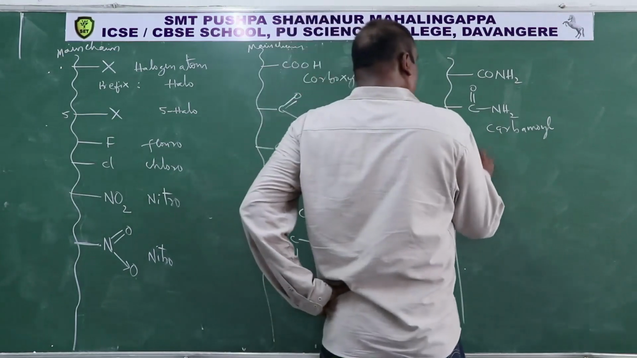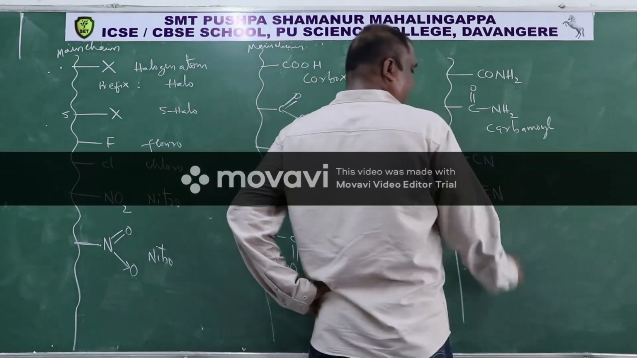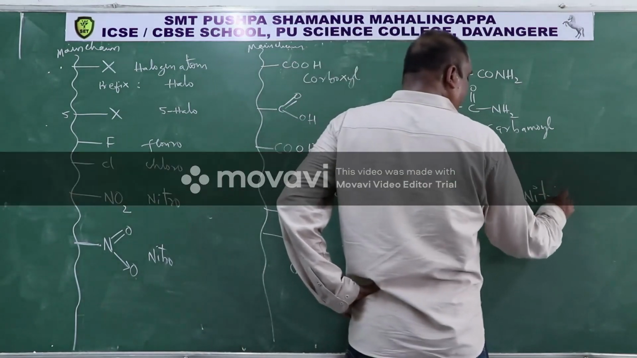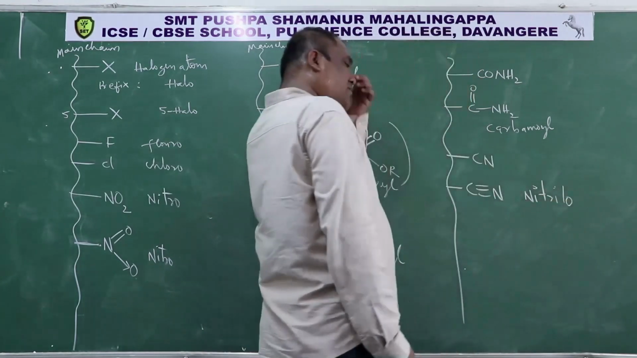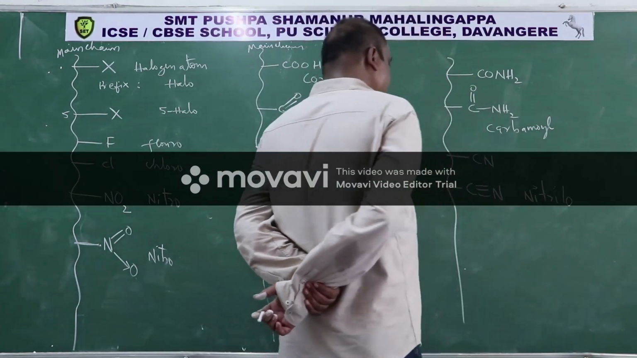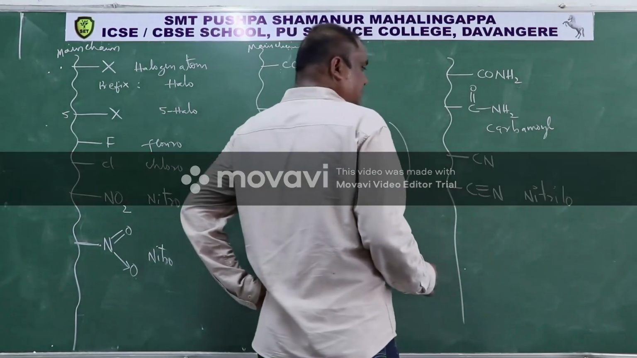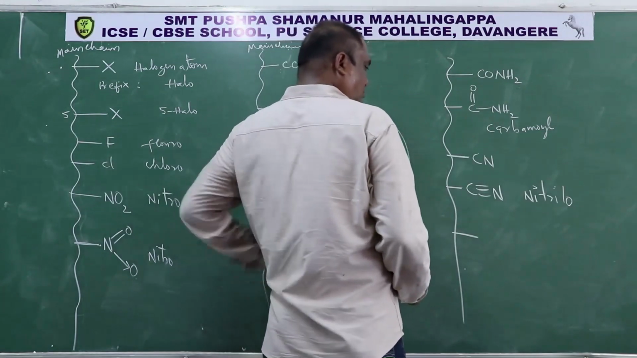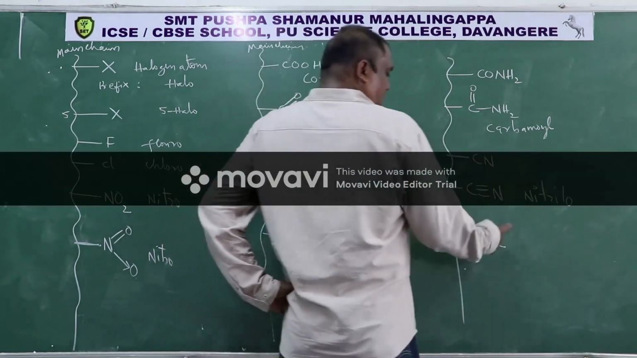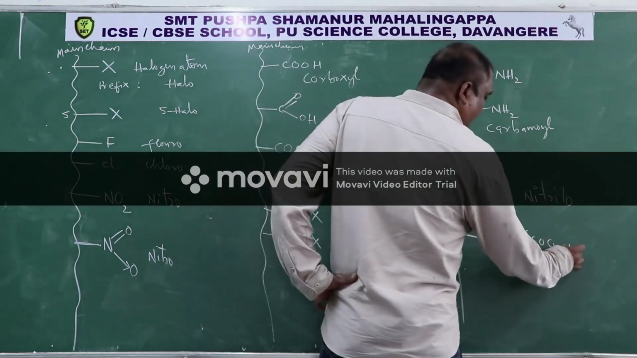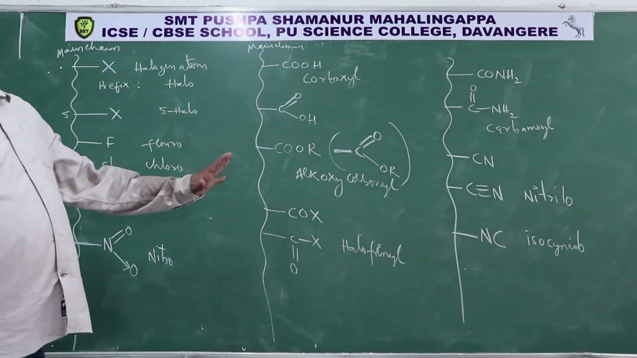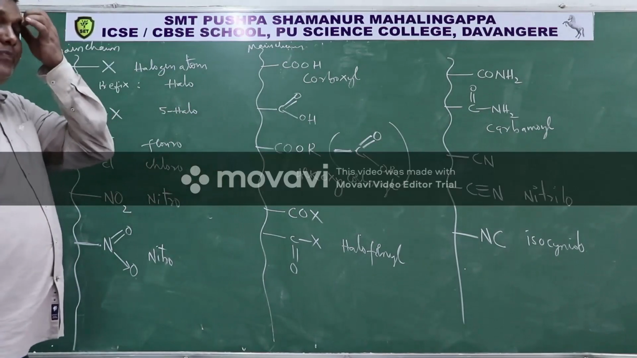Then, if cyanide is a functional group, this cyanide can be written like this: CN. If CN is present, it is called nitrilo. The name of the side chain is nitrilo. Then if this is the side chain NC, then it is called isocyano. So like this, still many groups are there attached to the main chain, and how the names will be, I'll continue.